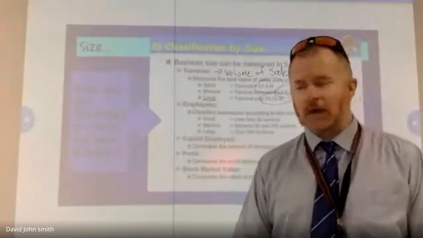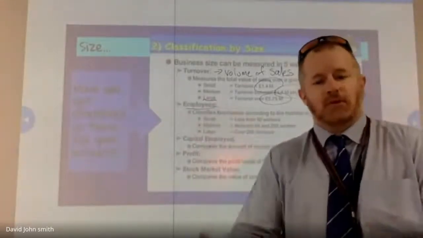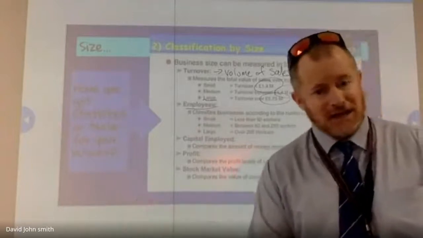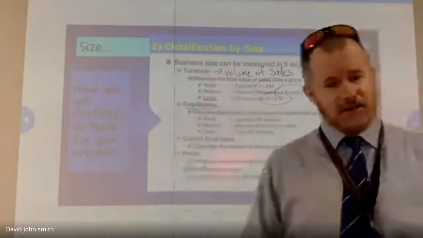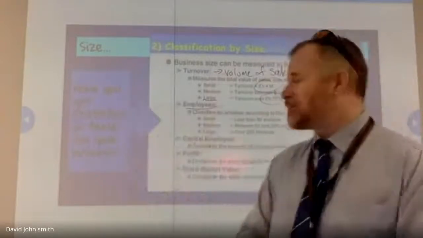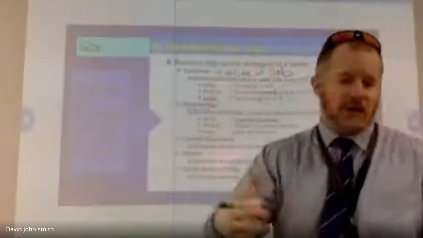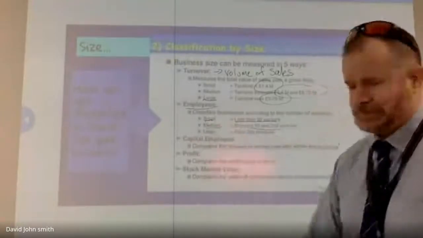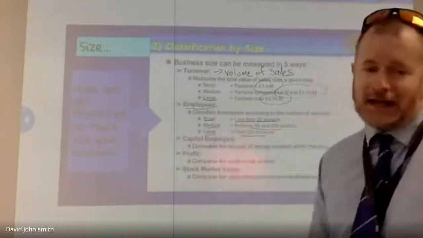If instead we think about employees, how many people you employ, what's your workforce? How many teachers are there here at Nexus? They're the employees. How many teachers are there in all of Taylor's? They're the employees. So you can look at the size of a business based on the number of employees. If there are less than 50 workers, we tend to say it is a small business. If there are between 50 and a couple of hundred, it's a medium-sized business. And if they're over 250, it's a large business.